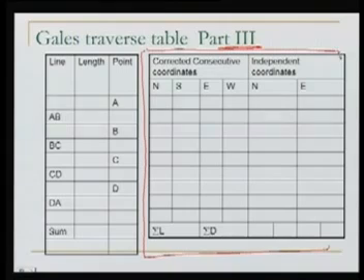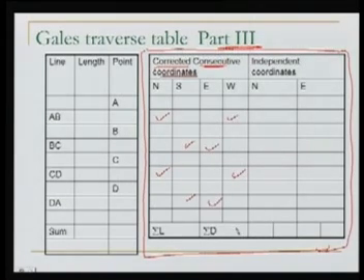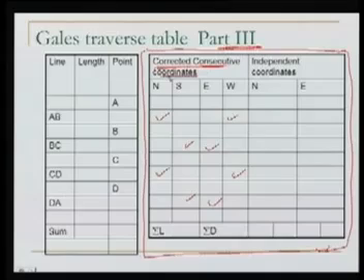Now we are computing the corrected consecutive coordinates, because we know the correction value, so we can compute these corrected consecutive coordinates. The time is not permitting me to do a numerical here, but I request you to please go to the book and solve some numericals on this line. Once we have these corrected consecutive coordinates, we know how we can compute the independent coordinates.